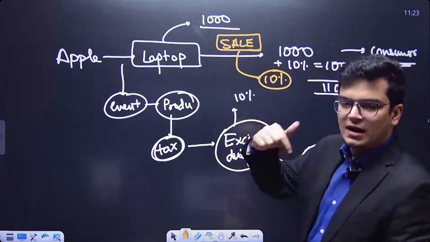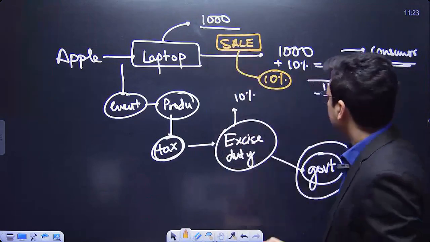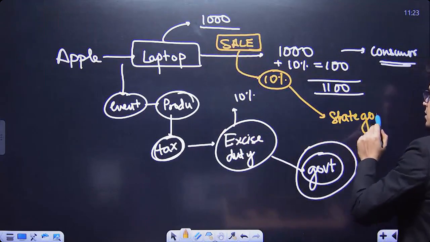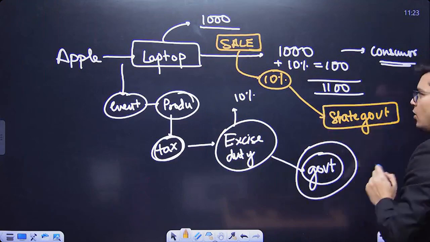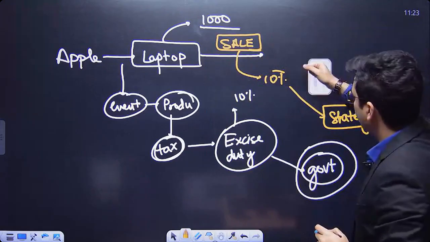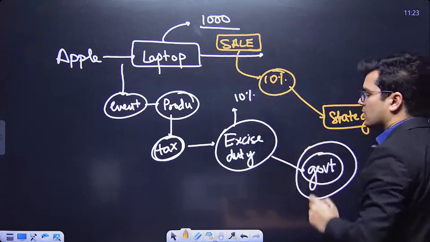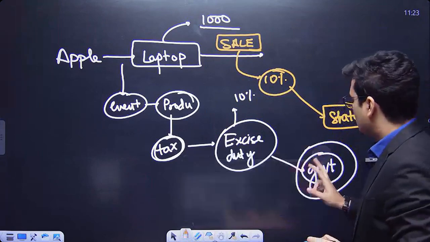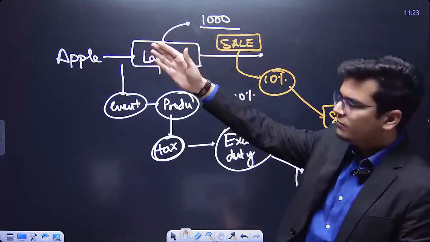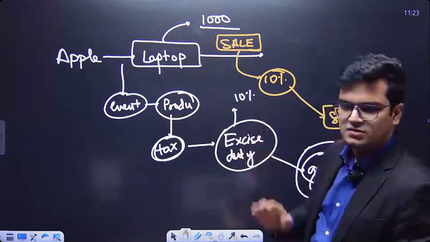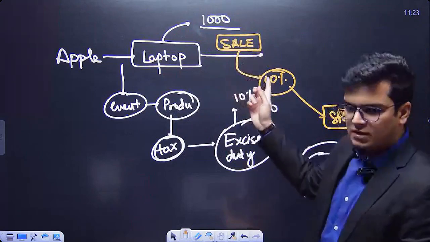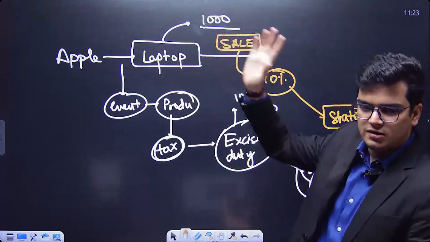Who has to collect this tax? This tax is collected by state government. So now what will Apple do? Apple will say that firstly, what is the value we have to deposit to central government? 1000 plus 100 excise duty. Then 100 we have to deposit to central government.